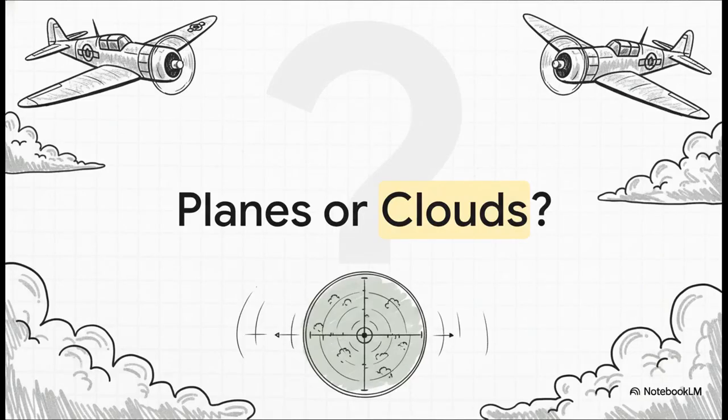I want you to imagine something. You're a radar operator during World War II. You're staring at this fuzzy screen, and you have to make a call right now. Is that little blip on the screen an enemy plane? Or is it just a cloud?